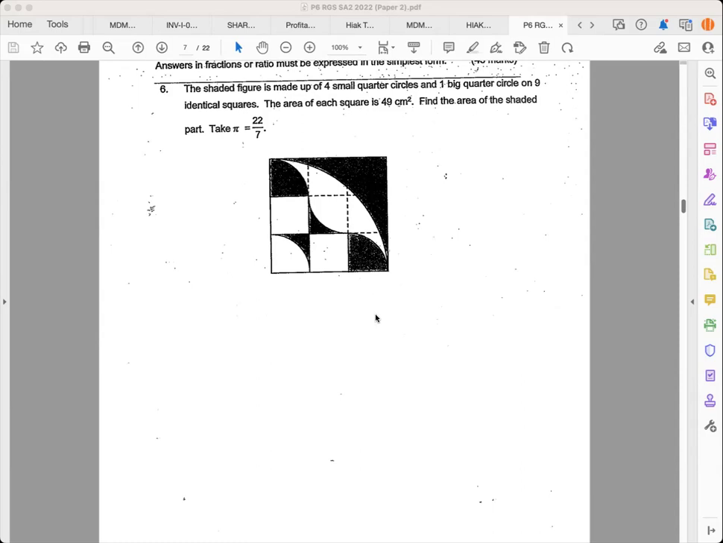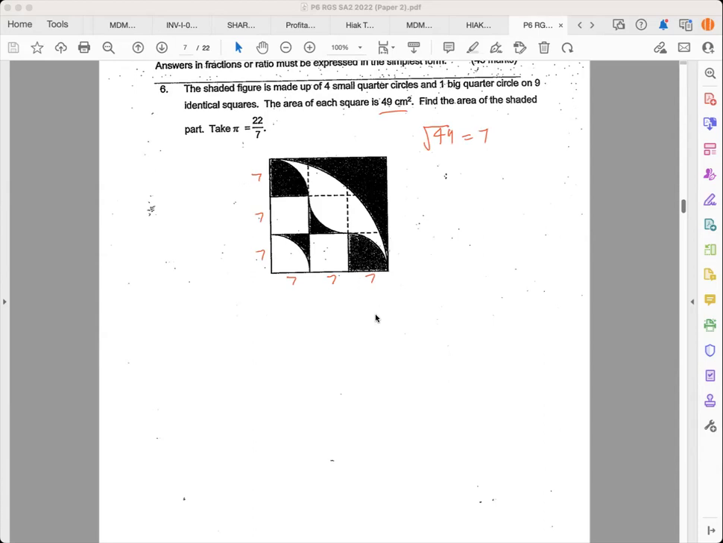Okay, so given the area of the square, you find the side. So the square root of 49 is 7. So in other words, each side is 7 centimeters, which is also the radius of the small quadrant.